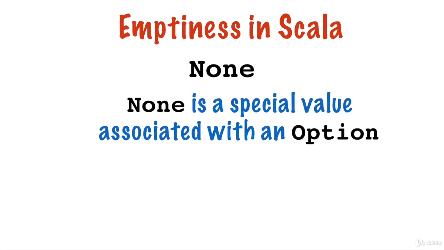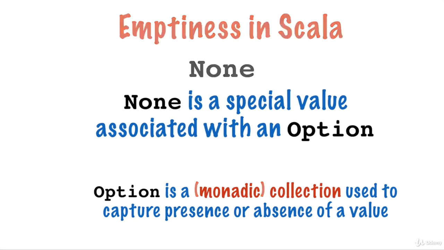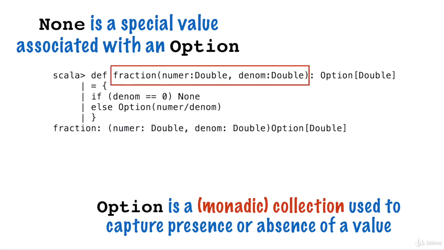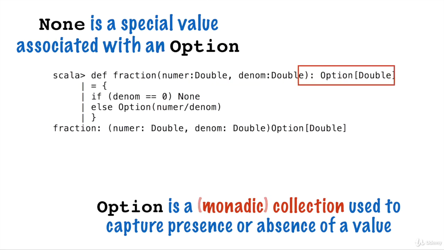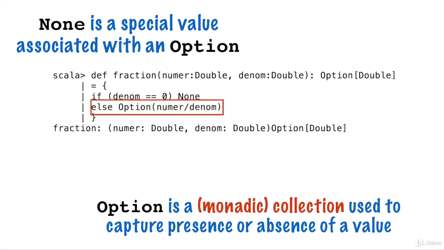Next up is None. None is a special value associated with something known as an Option collection. An Option is a type-safe way in Scala to indicate that a value may or may not be present. Consider, for instance, a function which takes in two numbers, a numerator and a denominator, and returns a fraction. To guard against the possibility that the denominator is 0, we specify that the return type is Option of Double. Now, if the denominator that was passed in was 0, we return the special value None.